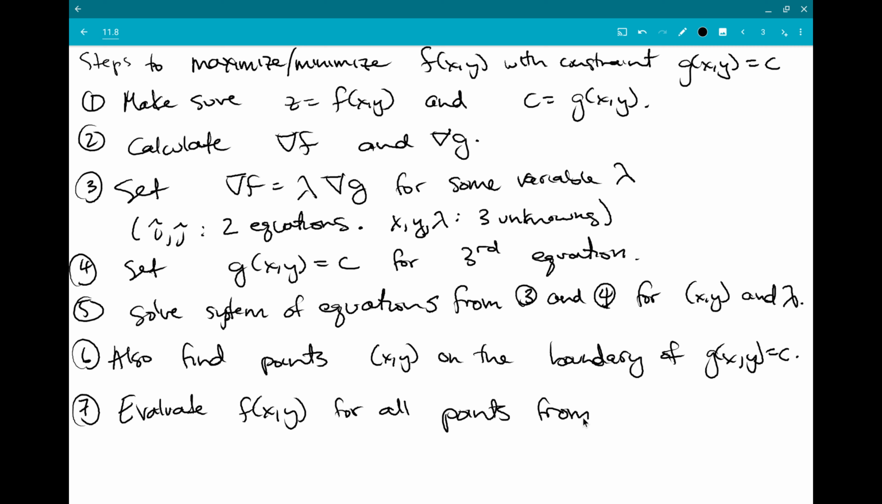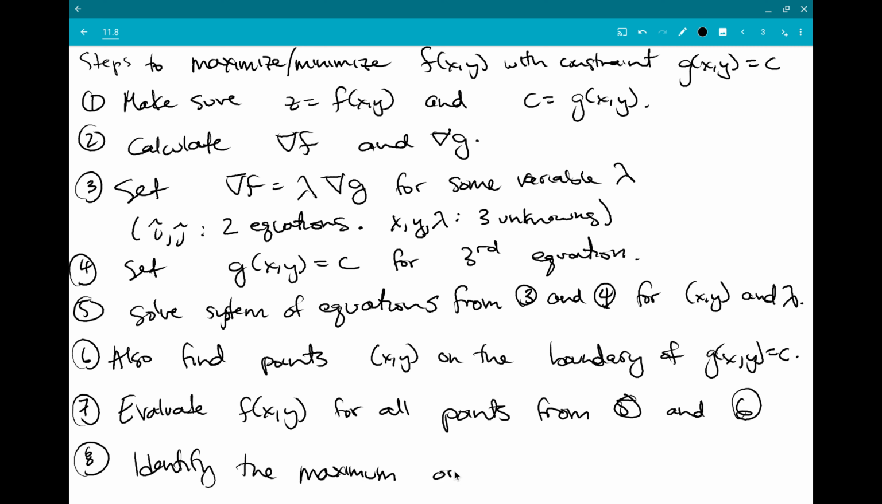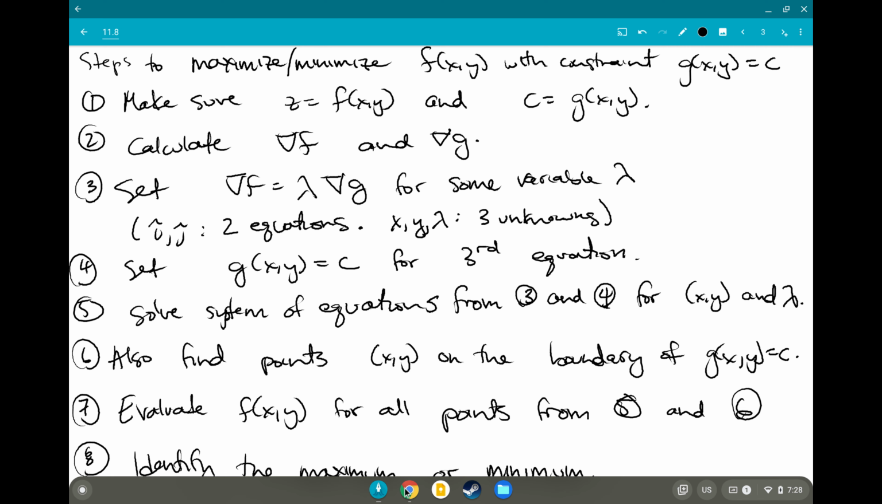So from steps 5 and 6, we got a bunch of points, and we're just going to compute f of xy. And then after that, you're just going to identify the maximum or minimum, whichever you were instructed to find. And that's the complete list of steps to solve this type of problem. Since we're going to have three equations with three unknowns in the middle of this, though, it is going to get to be quite long. And you'll get to see that with the next couple examples.